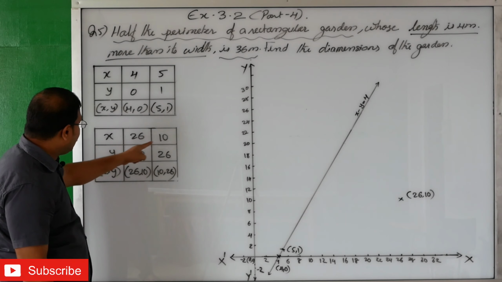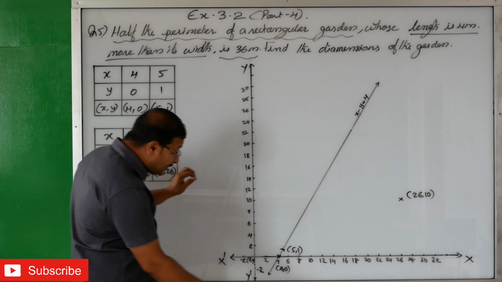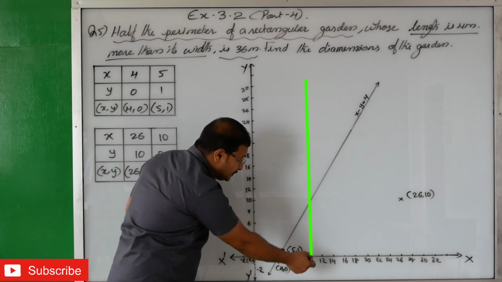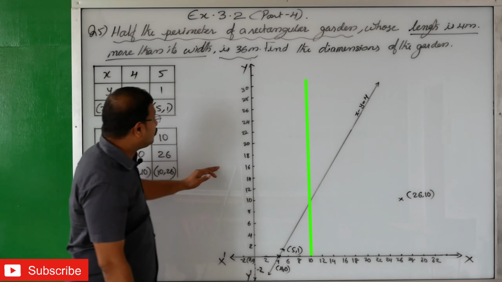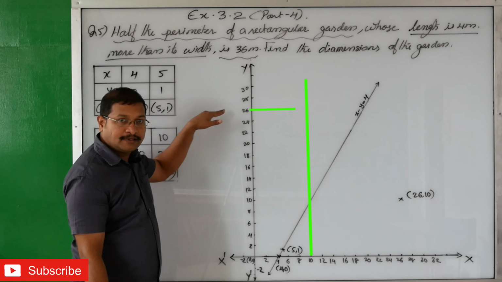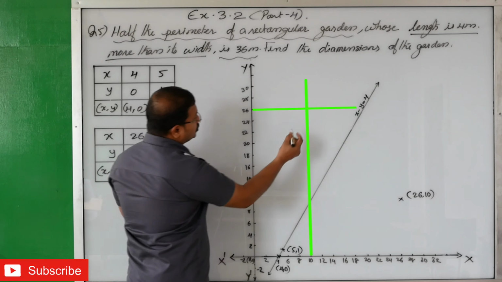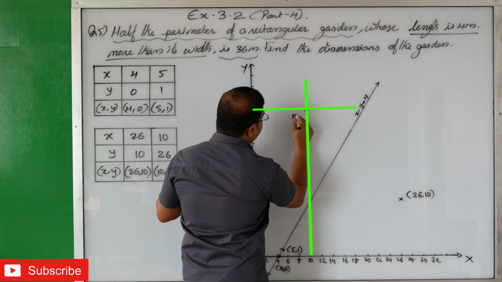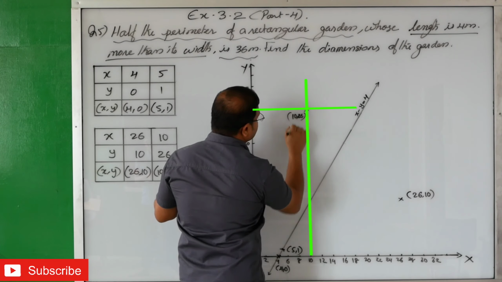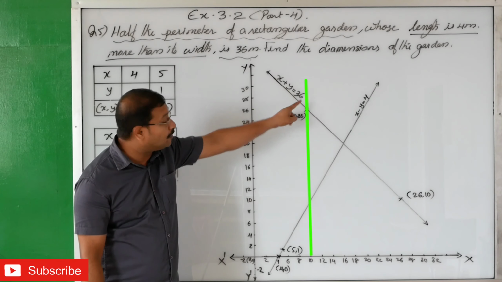Second point, x equal 10, y equal 26. X equal 10 means this one, right side, and y equal 26, this one. See this horizontal line. So this joining place, here what you will write? 10, 26. Now let us join this. See now we got the next line, isn't it? After that what you want to do? You have to write the equation x plus y equal 36.